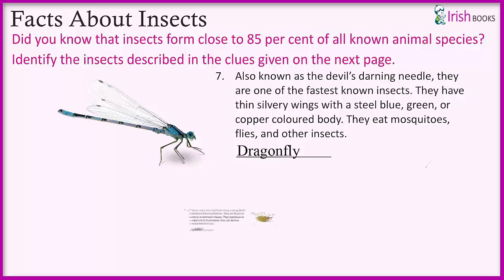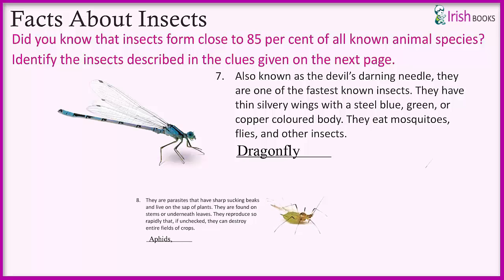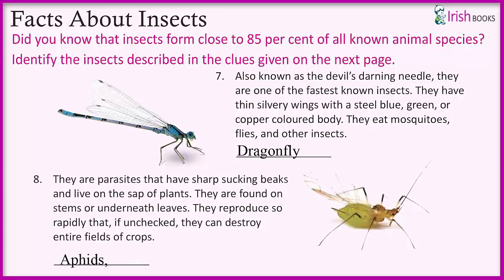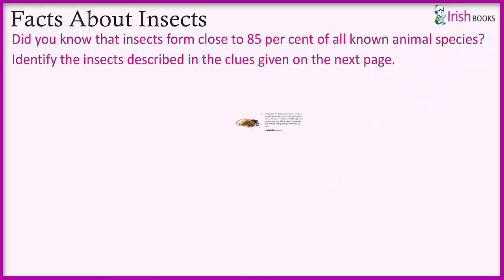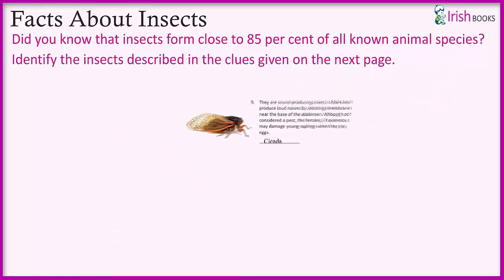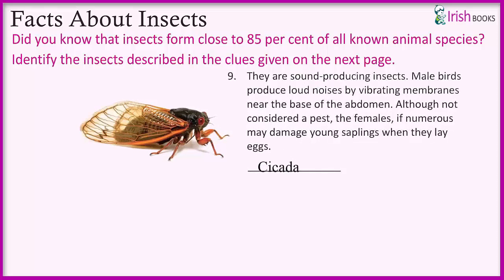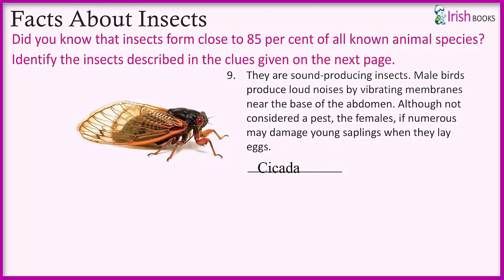8. They are parasites that have sharp sucking beaks and live on the sap of plants. They are found on stems or underneath leaves. They reproduce so rapidly that, if unchecked, they can destroy entire fields of crops. 9. They are sound-producing insects. Male insects produce loud noises by vibrating membranes near the base of the abdomen. Although not considered a pest, the females, if numerous, may damage young saplings when they lay eggs.